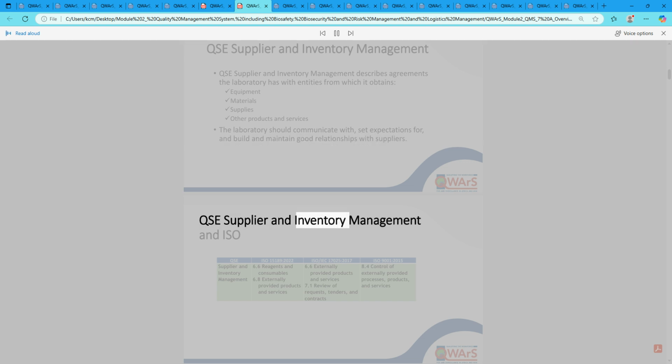QC Supplier and Inventory Management and ISO. ISO 15189:2022, ISO/IEC 17025:2017, ISO 9001:2015. Supplier and Inventory Management: 6.6 Reagents and Consumables. 6.8 Externally Provided Products and Services. 6.6 Externally Provided Products and Services. 7.1 Review of Requests, Tenders, and Contracts. 8.4 Control of Externally Provided Processes, Products, and Services.